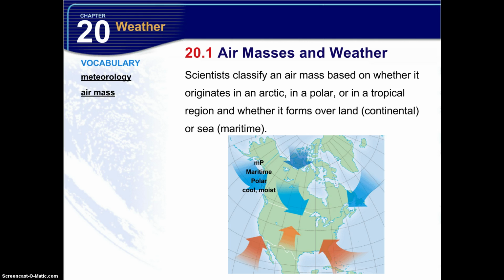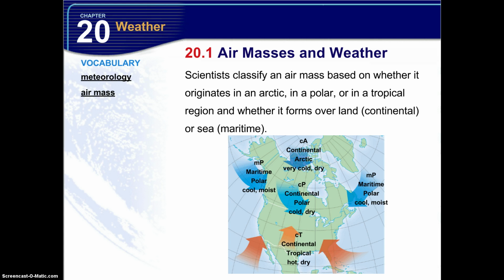So if you look at a map, we're just looking at what influences the United States, kind of North America. We're going to first start out with MP, which stands for Maritime Polar. I'm going to break these down individually later on, but I just want to show you a diagram showing where these originate. So this would be cool and moist. We have CA, Continental Arctic, very cold and dry. CP stands for Continental Polar, cold and dry. MP, Maritime Polar, cool and moist.